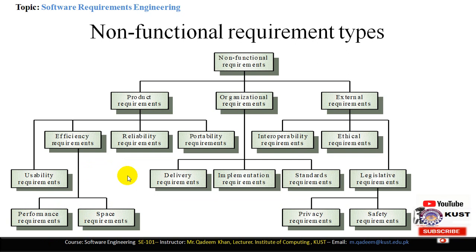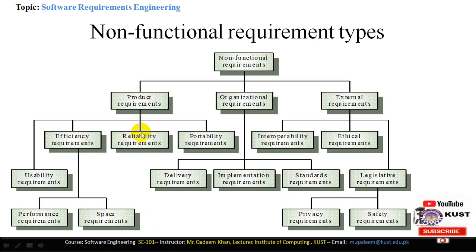Similarly, the space requirements are relevant to the space on different sorts of media. For example, hard disk is an example of space. Similarly, RAM is also an example of space. That means how many MB or GB are required to store the software installed in the user environment. So, for example, if the system requires very heavy space on the storage media, then the space requirement will be described.